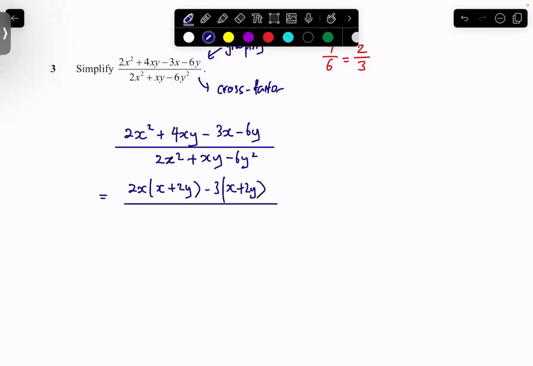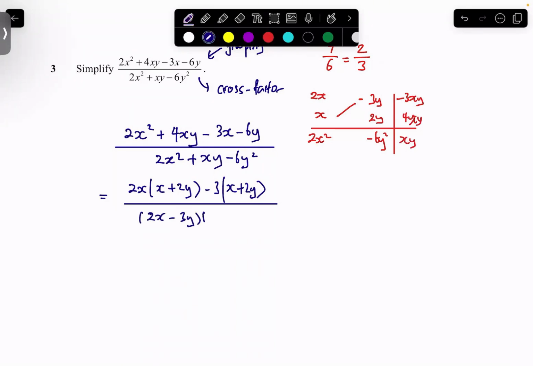Over. Now the bottom, cross factorization. You can either use the de facto method or you can use cross factorization. It depends on what you learn in school. So 2x squared, then we get negative 6y squared. So 3y and 2y. This one is positive, so this one is negative. Then cross multiply: minus 3xy, positive 4xy. So we get positive xy. So we'll have (2x minus 3y)(x plus 2y).